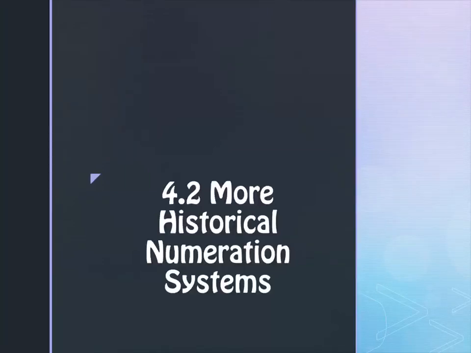Section 4.2 will finish our discussion of historical numeration systems. We are going to continue with some of the same ideas as we move into 4.3 and 4.4, but they won't be from a historical perspective. So our last two numeration systems that we're going to do today are Babylonian and Mayan.